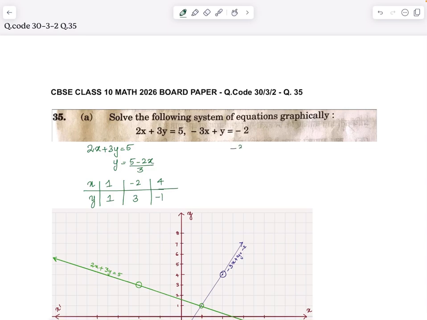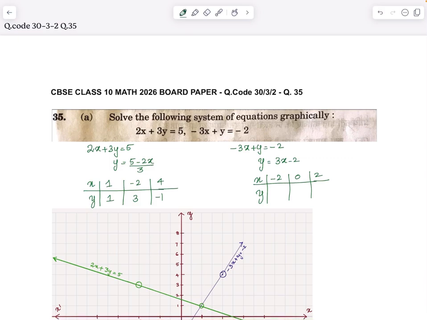The second equation is minus 3x plus y equal to minus 2. From this we get y equal to 3x minus 2. That is, I have rewritten y in terms of x. Now here also x is independent and y is a dependent variable. So let's substitute some values for x: minus 2, 0 and 2.